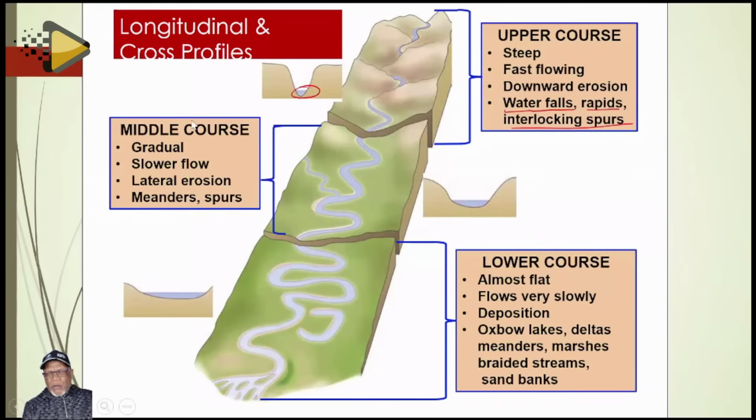Then in the middle course, you can see the volume of water is increasing because more tributaries are joining the river. And then what is happening? The gradient is gradual. The river flows slower because it's no longer as steep as in the upper course. And there is lateral erosion. Lateral erosion means sideways erosion. Means the river valley is becoming wider.